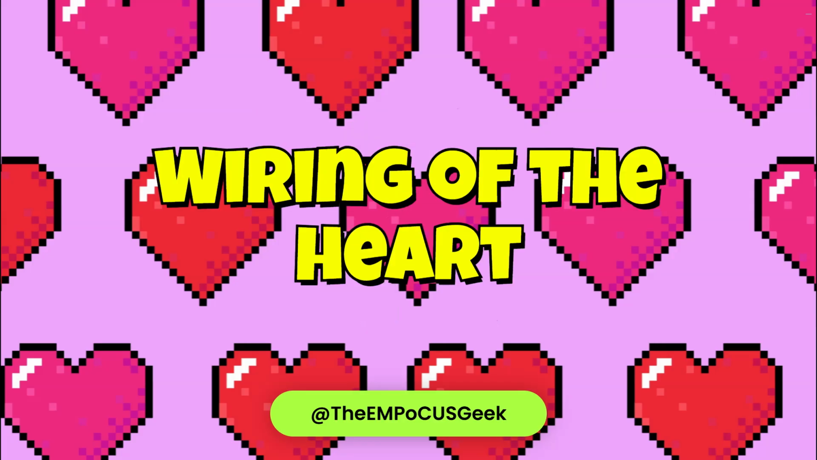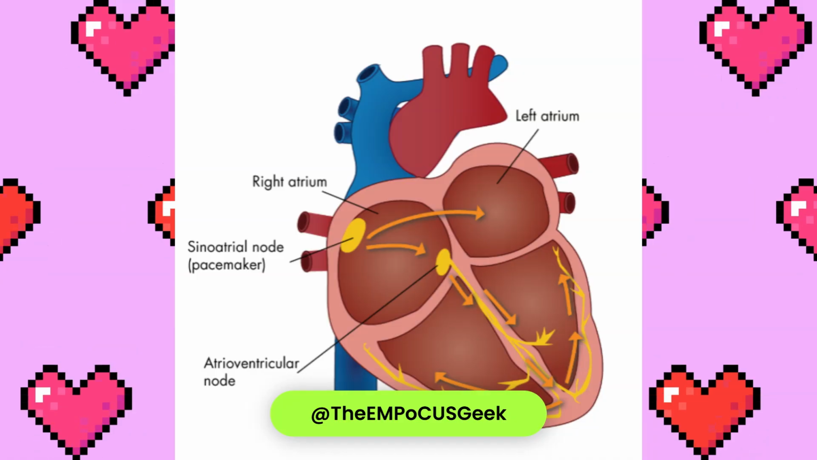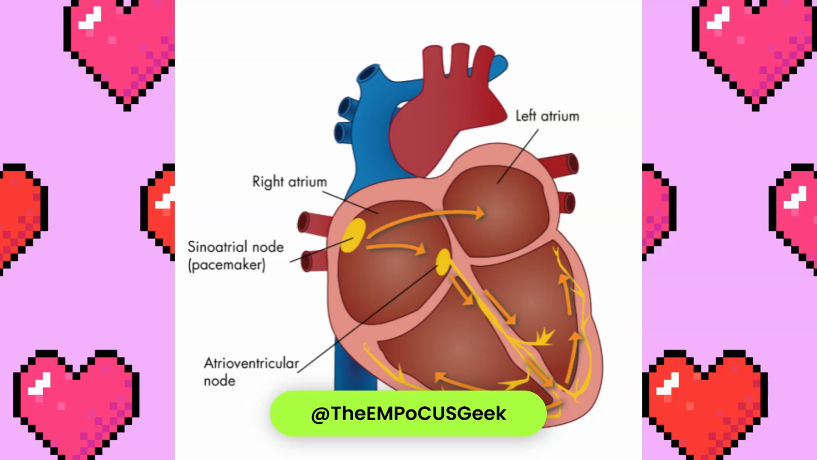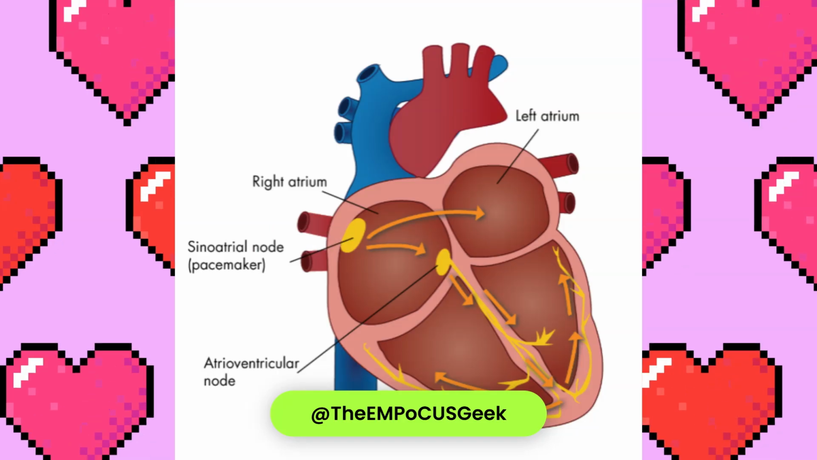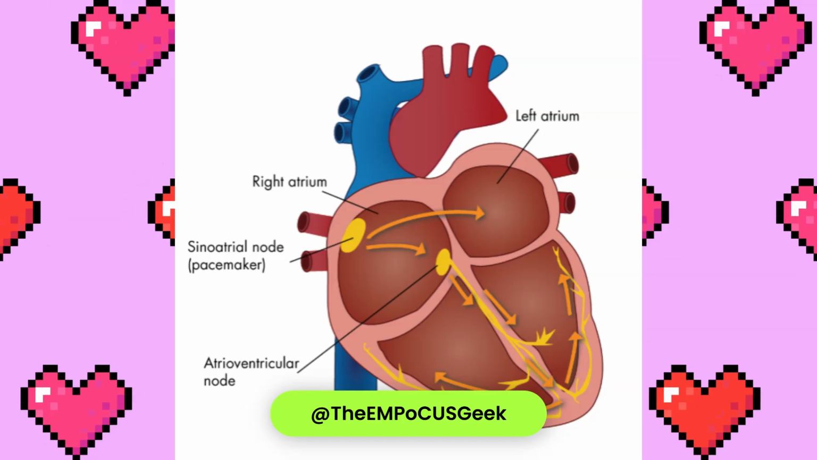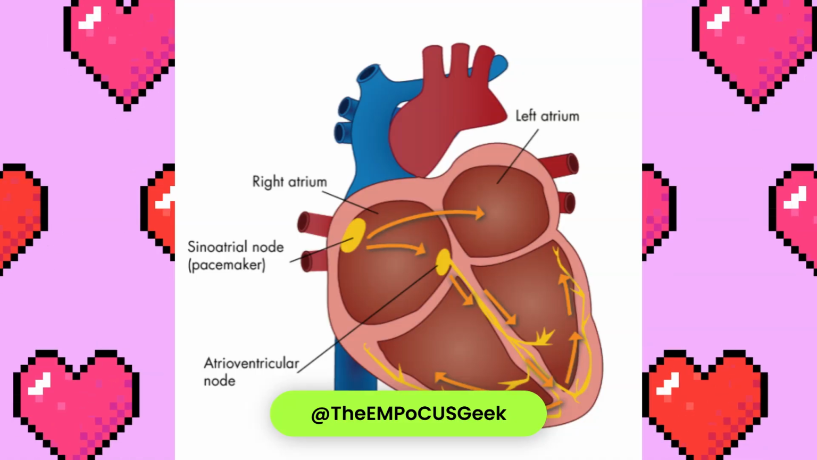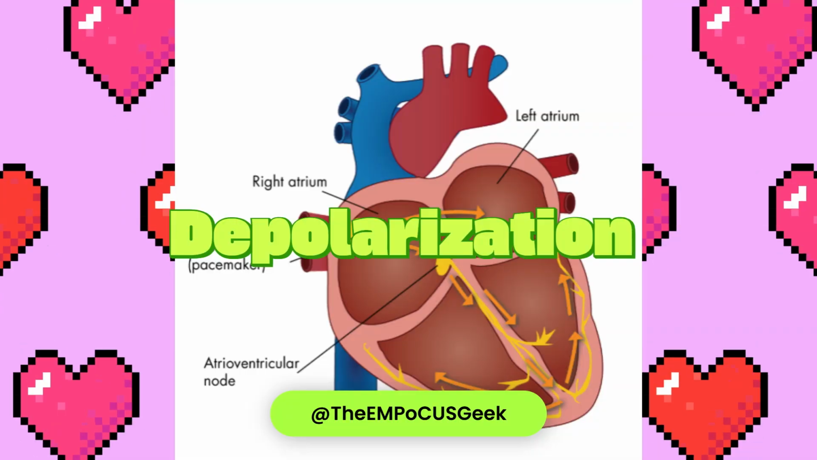So, to understand the process, we need to look at the wiring diagram of the heart. In a normal heart, the first impulse is generated in the sinoatrial or SA node, which is located in the right atrium. These impulses spread throughout the atrial muscles and result in atrial muscle contraction. This electrical change is known as depolarization.